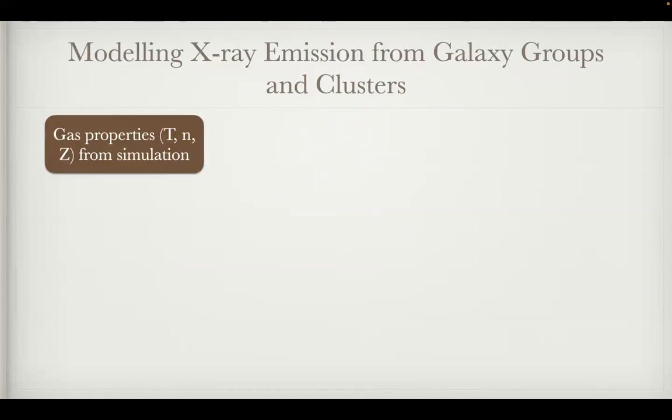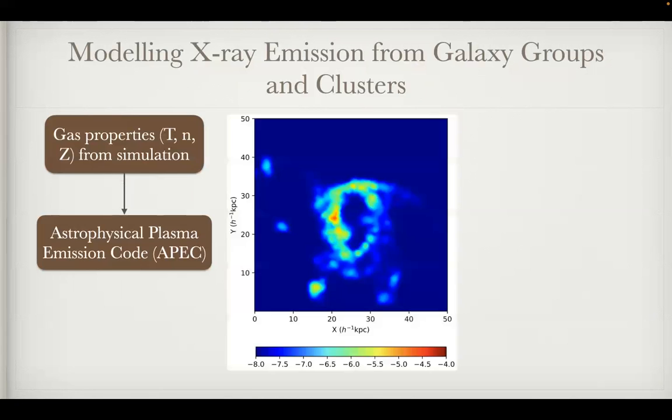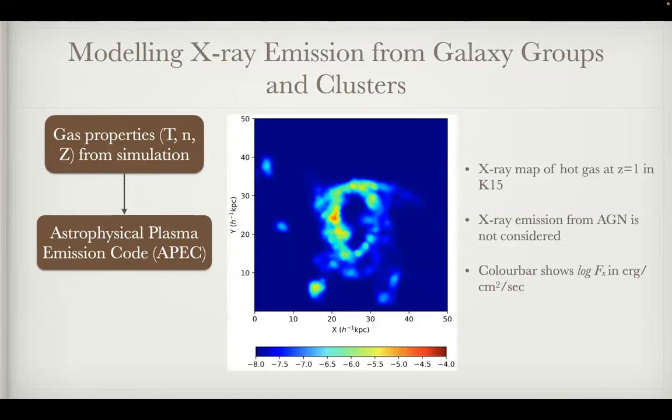And for that purpose, we have selected the gas properties such as temperature, density, metallicity, etc. from our simulation. And we couple them with the astrophysical plasma emission code, or APEC, to incorporate a detailed X-ray emission mechanism in our theoretical model. So this is a theoretical X-ray map around a black hole at redshift 1.